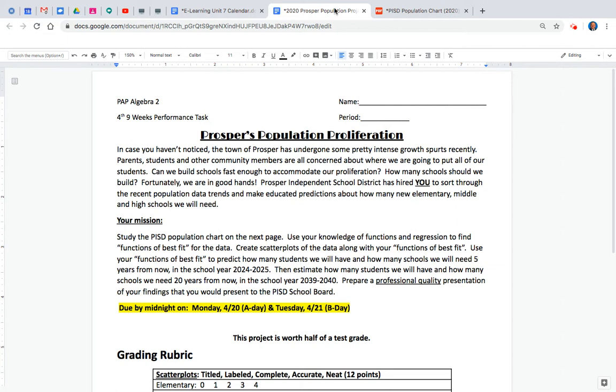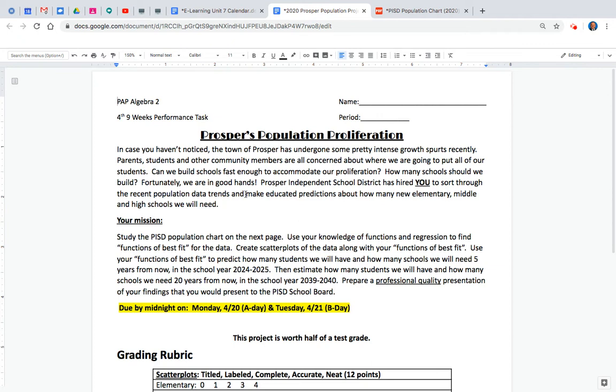All right, so your mission is to study the PISD population chart on the next page, use your knowledge of functions, and find the line of best fit. In this case, it could be linear, exponential, or quadratic. Then we're going to create scatter plots of the data along with your functions of best fit. Use your functions of best fit to predict how many students we will have and how many schools we will need 5 years from now.